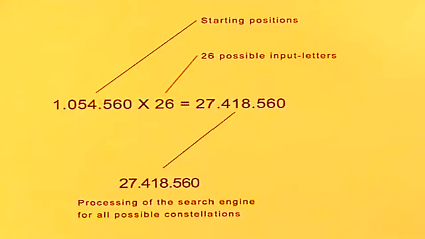In a complete search process for an Enigma with 3 rotors, 1,054,560 multiplied by 26 possible input letters are carried out. This in turn means that the Turing-Welchman-Bomb has to process 27,418,560 possibilities for a complete search process.